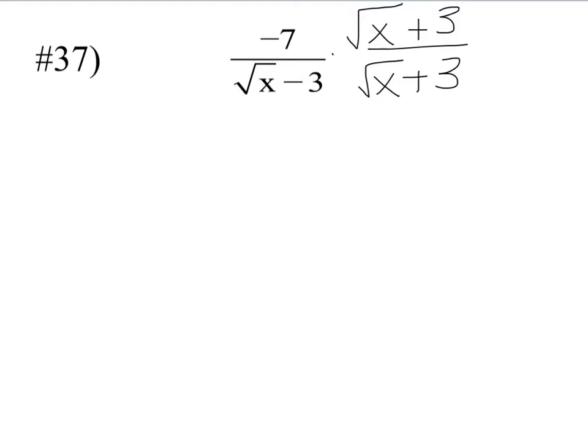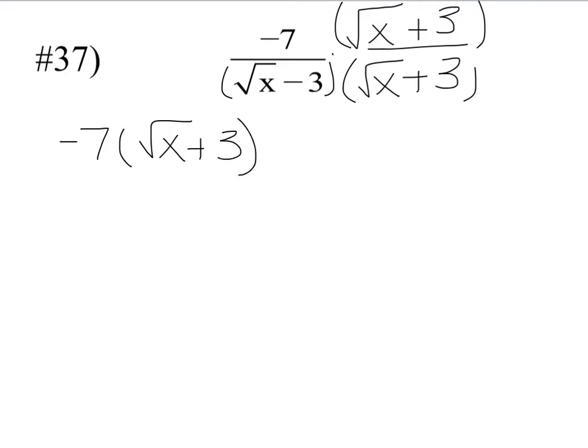Okay, so make sure you have your parentheses so you don't get confused. So I have negative 7 times the square root of x plus 3 all over, and remember, when you're dealing with conjugates, multiply the first two together. So this becomes the square root of x squared minus the last two together. Negative 3 times 3 is negative 9.